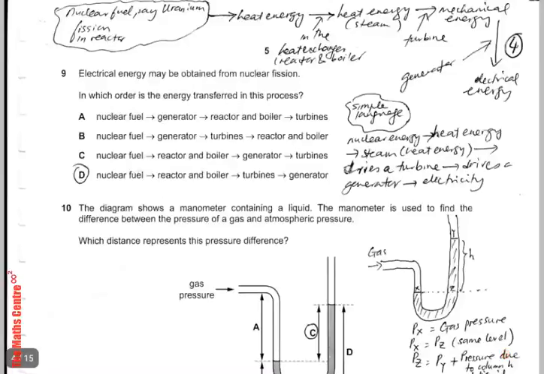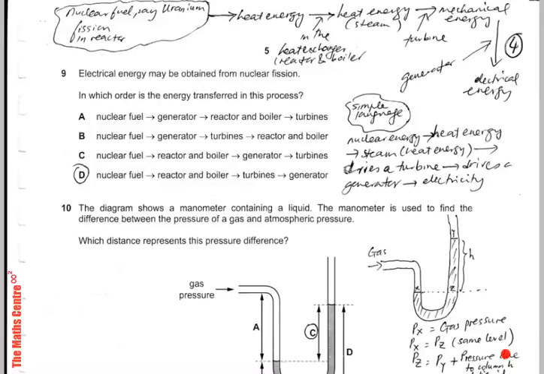Next, question number 9. Electrical energy may be obtained from nuclear fission. In which order is the energy transferred in this process? Okay. Nuclear fuel contains nuclear energy.